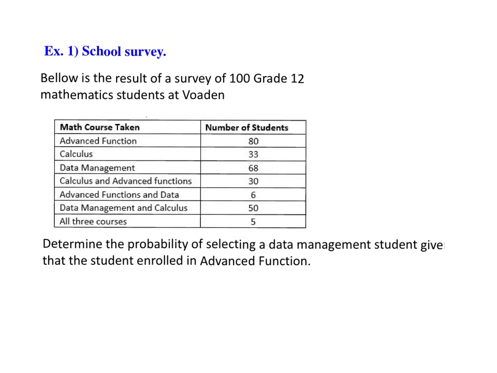So we need to dive into an example here. Below we've got the results of a survey for 100 grade 12 mathematics students at Vauxhall. This would be back in the day when we had 100 grade 12 students. Anyway, determine the probability of selecting a data management student given that the student is enrolled in advanced functions. I'm going to change the advanced functions and the calculus numbers around.